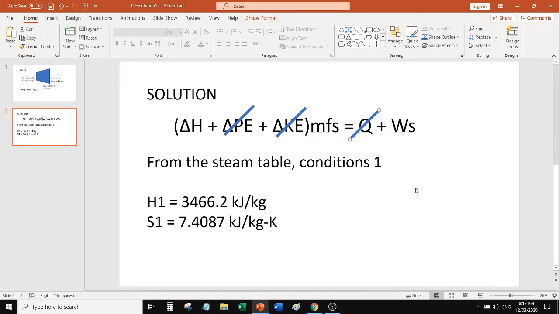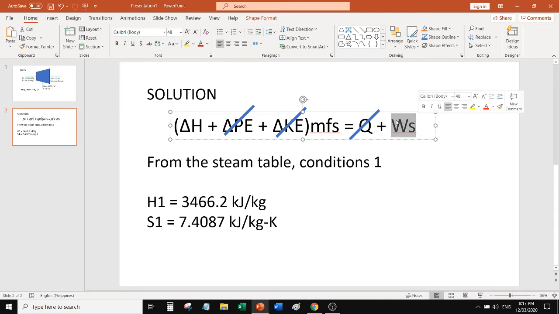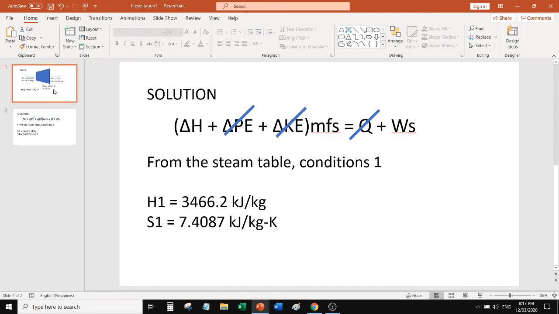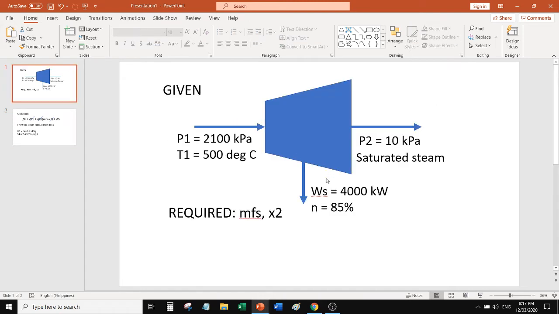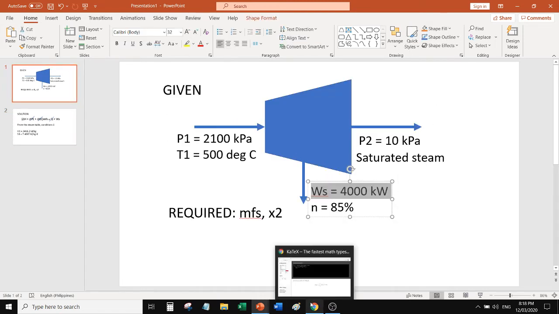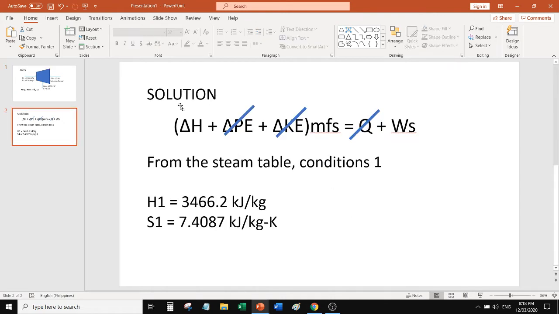Yan. So, ang natira sa equation ay delta H times mass of flowing stream tsaka yung work shaft. So, ano yung unknown sa atin? Kasi itong required sa atin, mass of flowing stream. Ano yung known at unknown? So, yung work shaft, given na yan. Kaya, ayan, given siya, 4,000 kilowatts. Ang unknown, yung delta H.